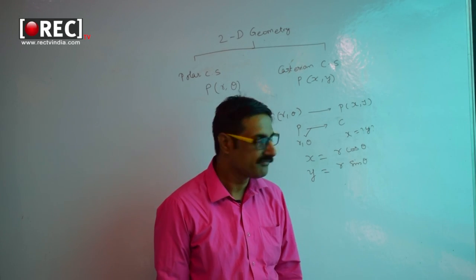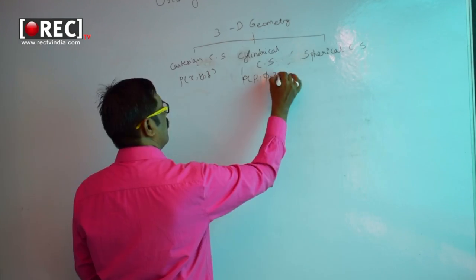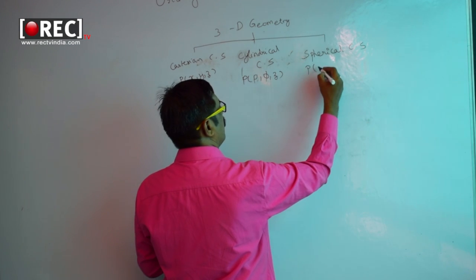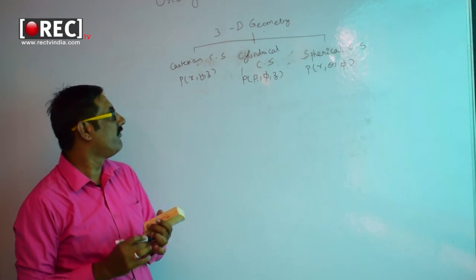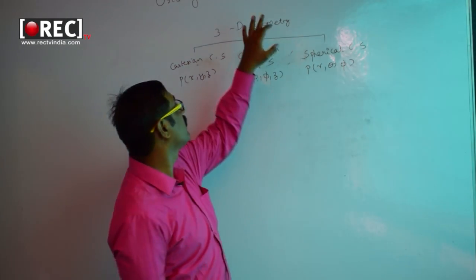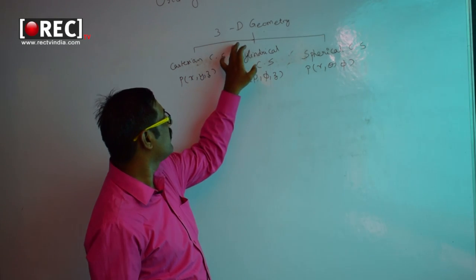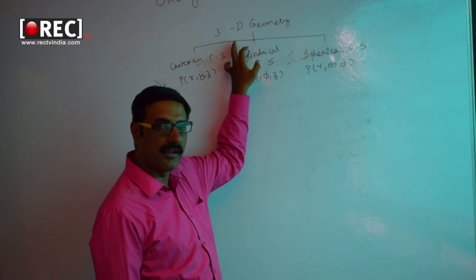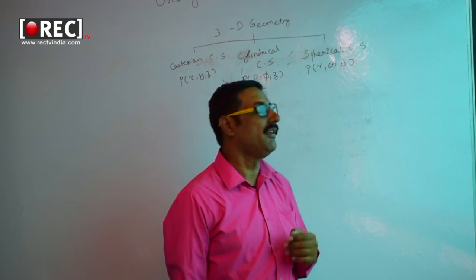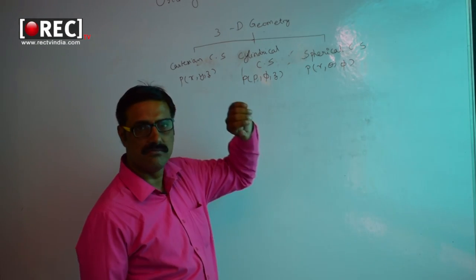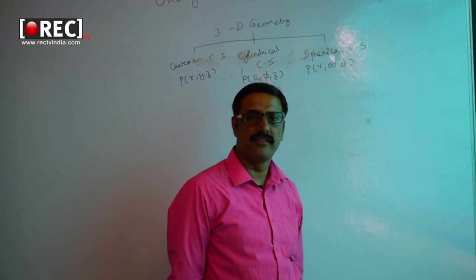And coming to three-dimensional geometry, if we observe the orthogonal coordinate systems in three-dimensional geometry, any point P can be represented in terms of three coordinate systems, namely the Cartesian coordinate system, the cylindrical coordinate system, and the spherical coordinate system.